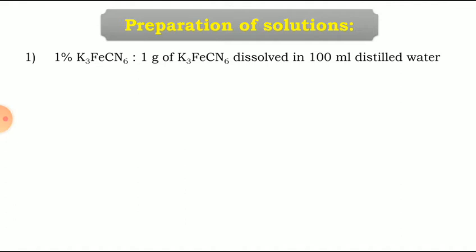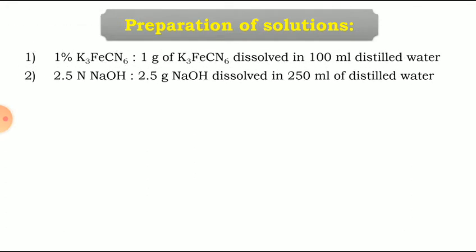Now we will see the preparation of solutions. For this Colles ferricyanide method we require 6 solutions. How we can prepare them, we are going to see now. First solution, 1% K3Fe(CN)6, that is potassium ferricyanide. How will we prepare it? For that, we have to take 1 gram of K3Fe(CN)6 powder and dissolve it into 100 ml distilled water. That will be the 1% K3Fe(CN)6 solution.